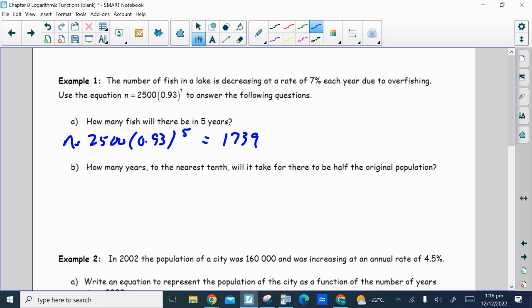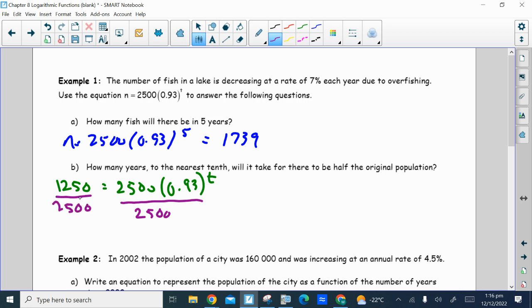How long would it take for there to be half the original population? So if they start with 2,500, half of that would be 1,250. And we want to solve for t in this case. First step would then be to divide both sides by the 2,500. So that should give us 0.5 on the left.